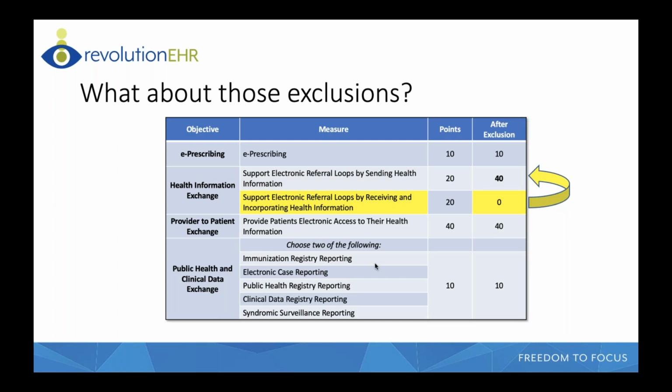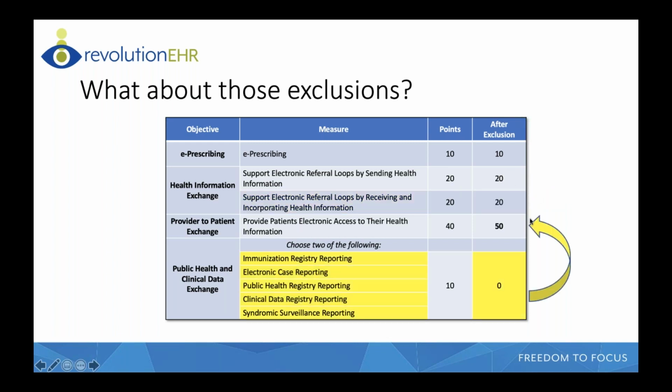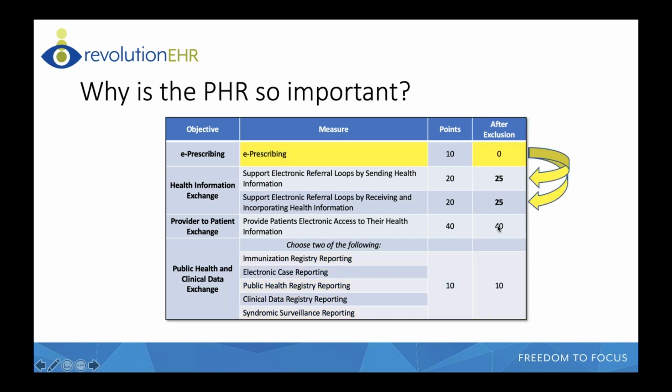If we exclude from that, those 20 points move up to the send measure, now making it worth double what it was originally at 40 points. And then finally, down at the bottom, if I exclude from public health and clinical data exchange, those points also move up to provide patients electronic access to their health information. So let's go through a not uncommon scenario.